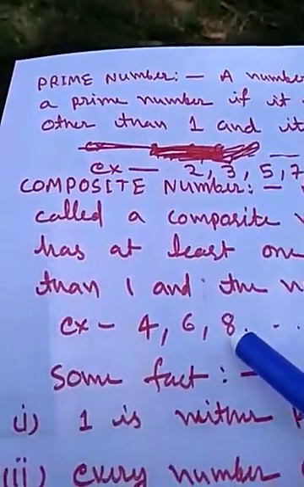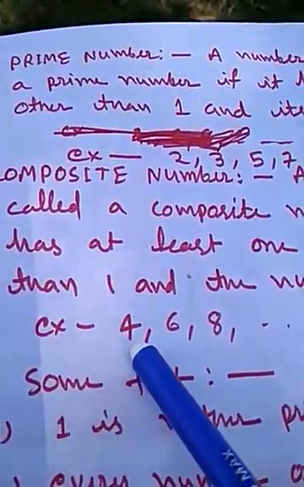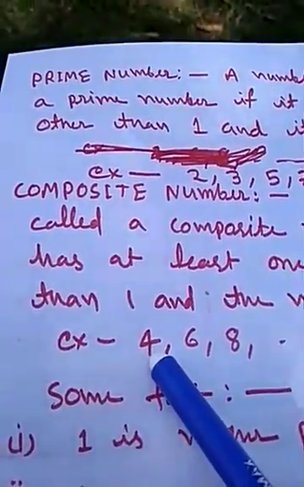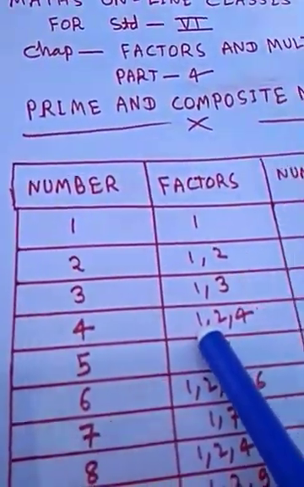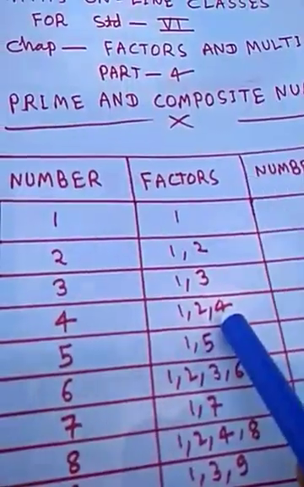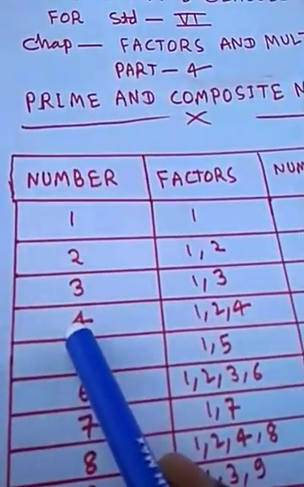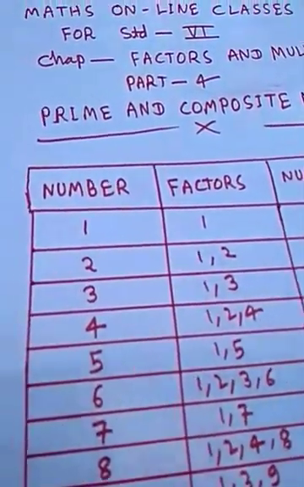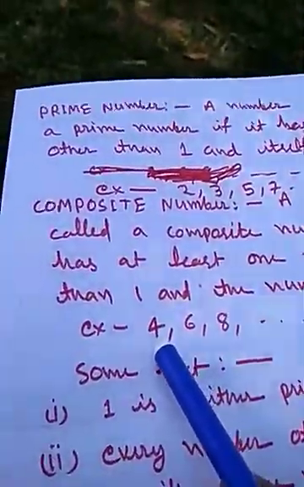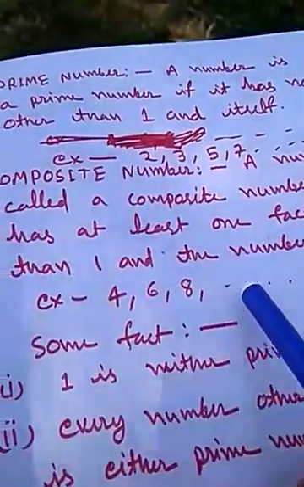Now we shall pay attention to an example. Here is 4. The factors of 4 are 1, 2 and 4, means more than 2 factors. 4 has more than 2 factors, so 4 is called a composite number. So composite numbers are 4, 6, 8, etc.